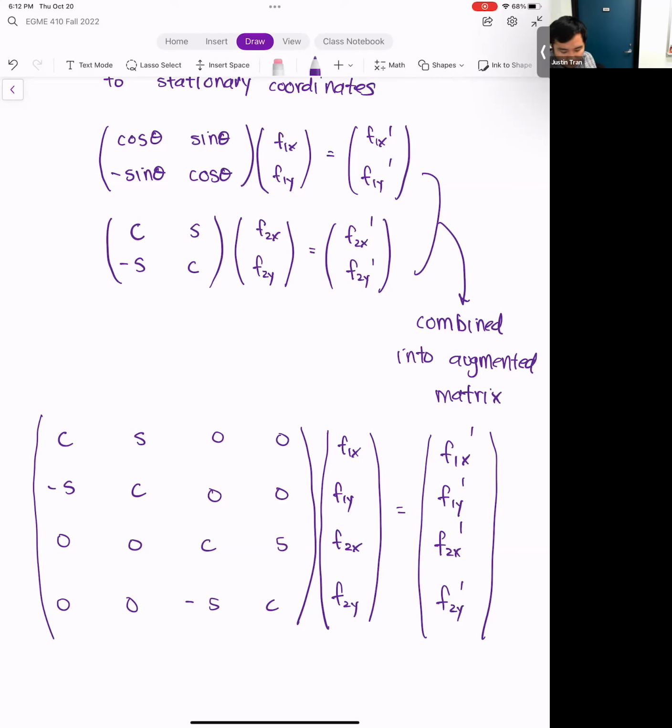is equal to F1x prime, F1y prime, F2x prime, F2y prime. You can see I did that augmenting thing again, where I've added a bunch of zeros to the places that are not important. I placed the zeros strategically so that node 1 only acts on node 1 stuff and node 2 only acts on node 2 stuff.